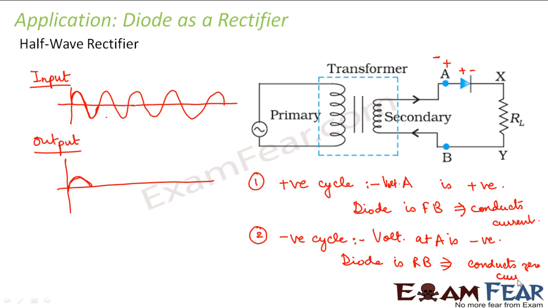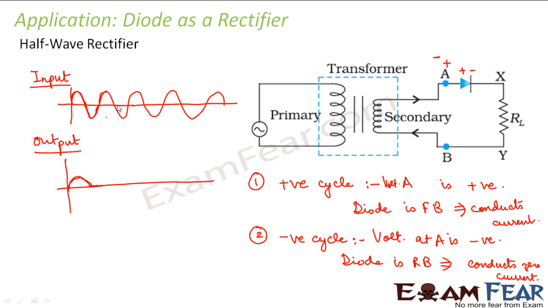Why zero current? You might say that even during reverse bias there was a drift current which flowed. But the drift current is very small. That is what we saw from the VI characteristics of the diode, that the reverse saturation current is very, very small until we reach the breakdown voltage. Right now we are not talking about the breakdown voltage. So when the negative cycle is applied, the voltage at A is negative, the diode is reverse biased, and it will not conduct any current. The current conductance will be zero for the negative cycle.